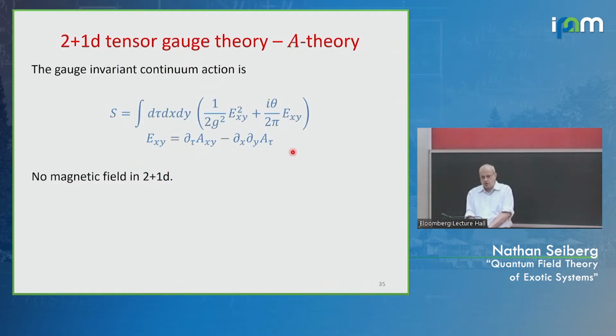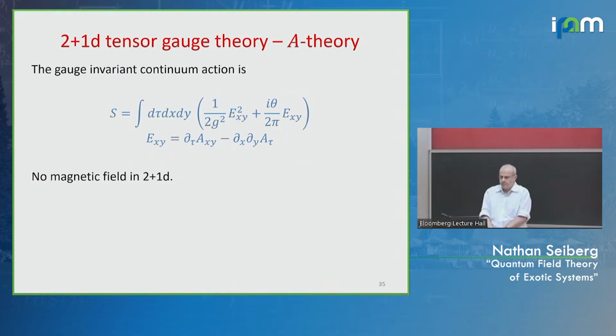And we write an action, and again I'm in Euclidean space. So we write 1 over 2g squared times the electric field squared. That's what we normally write in such cases. And there's also a theta parameter that multiplies EXY. We'll soon discuss that in detail.